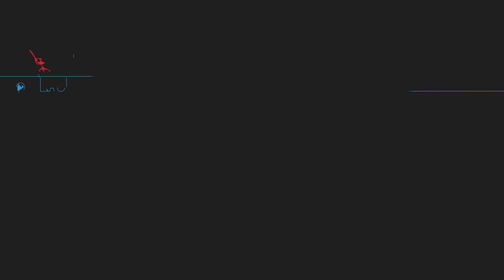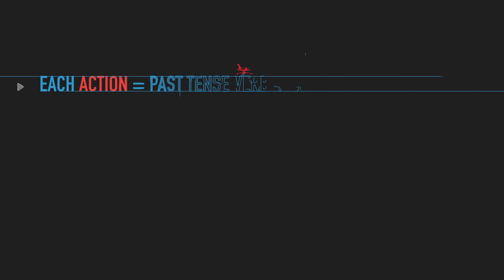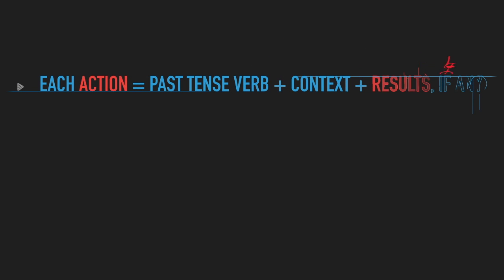Okay, so the equation is quite simple. It goes something like this. Action equals a relevant past tense verb plus the context within which that action occurred plus the results emanating from that action. To understand how this works, let's first look at an example.